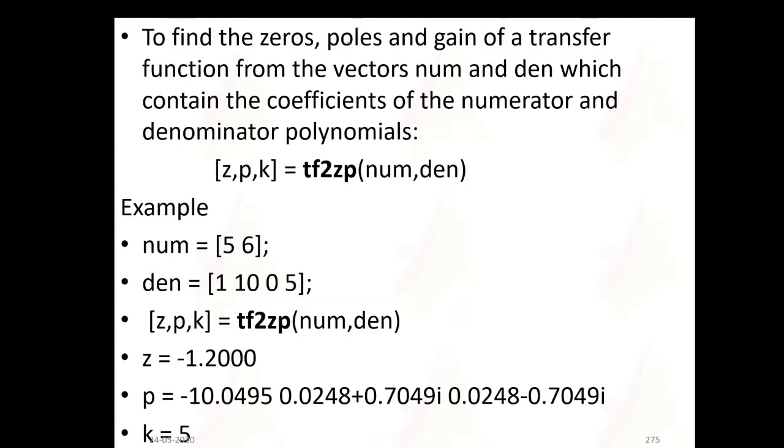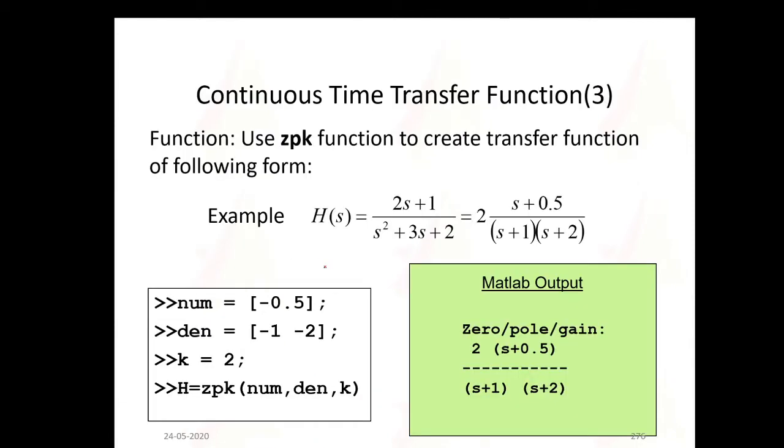Okay. Sometimes, for finding stability, you need to find the zeros, poles and gain of the transfer function. From the vectors num and den, which contain the coefficients of the numerator and denominator polynomials, use tf2zp of num and den. It gives the zeros, poles and gain. Zeros are this, poles are this, and gain is 5 for this transfer function.